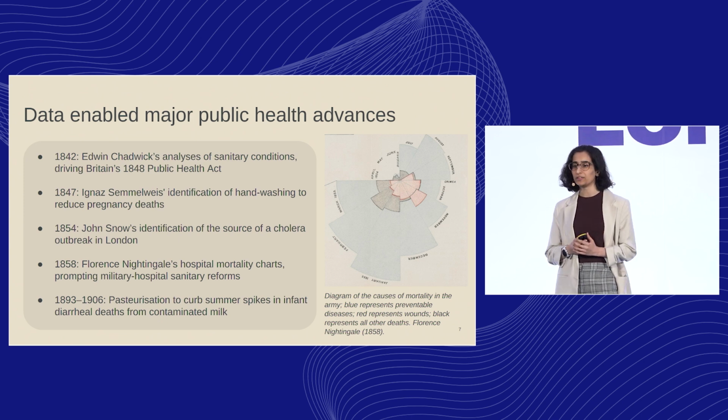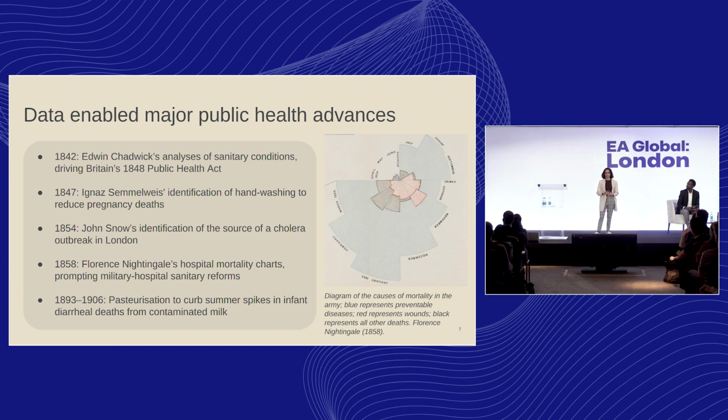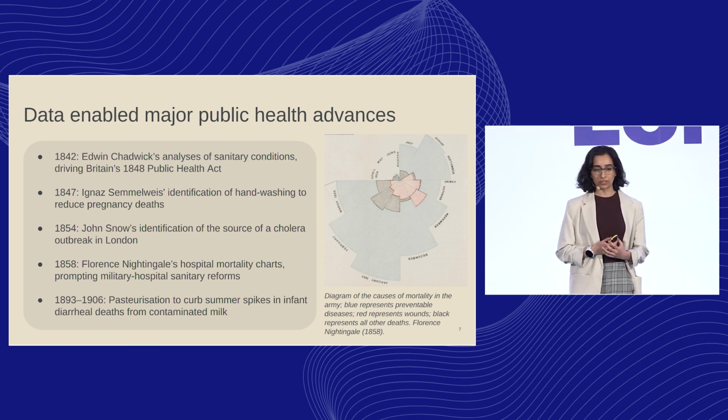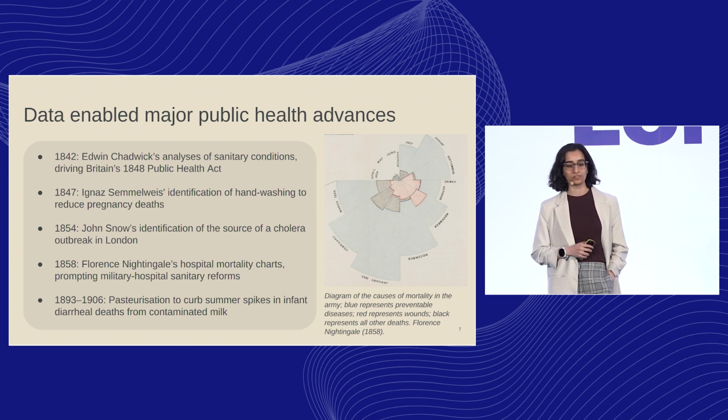Maybe you've heard of Semmelweis. He identified a large reduction in maternal mortality rates in maternity wards that were staffed by nurses instead of doctors, and eventually traced this to their hand washing habits. There's also John Snow, who traced the outbreak of cholera to a contaminated water pump in London. And there's Florence Nightingale, whose charts you might have seen before. She analyzed data on military deaths and found that the vast majority were caused by infectious diseases, and this led to sanitary reforms in military hospitals.